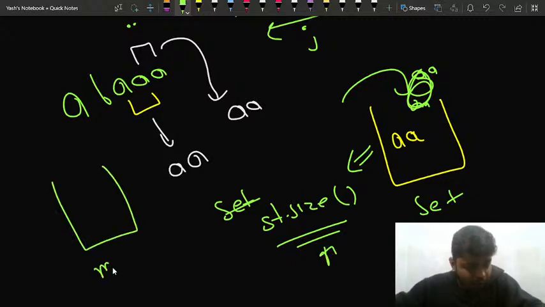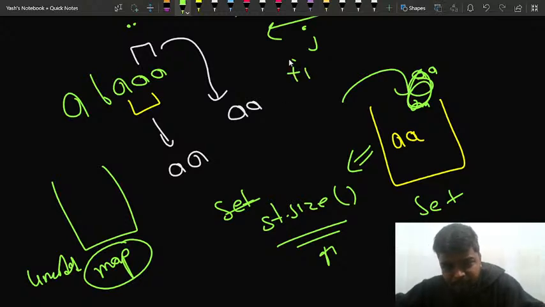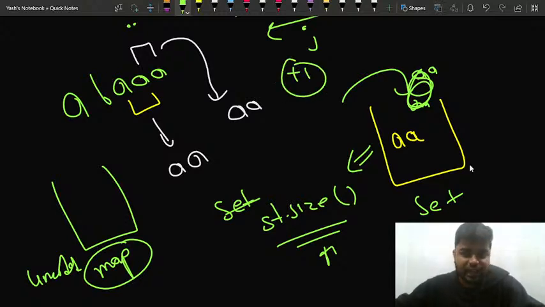Instead of a set you can also use a map or an unordered map as well, right? So that's the thing about this particular question. If it's clear, please consider giving a +1 in the chat, and please write clear in the chat, right? I hope that this particular problem is clear to everyone.